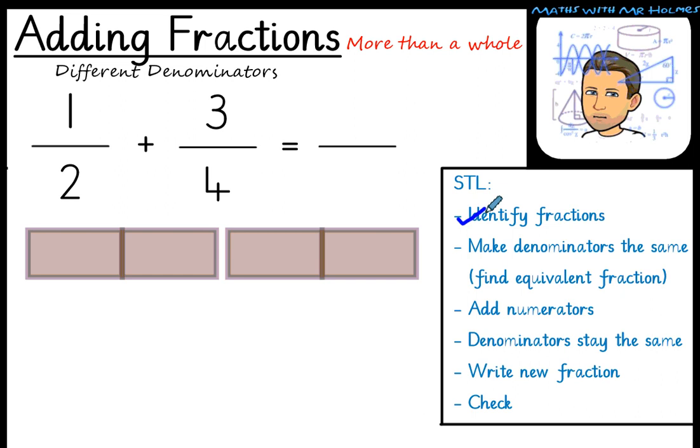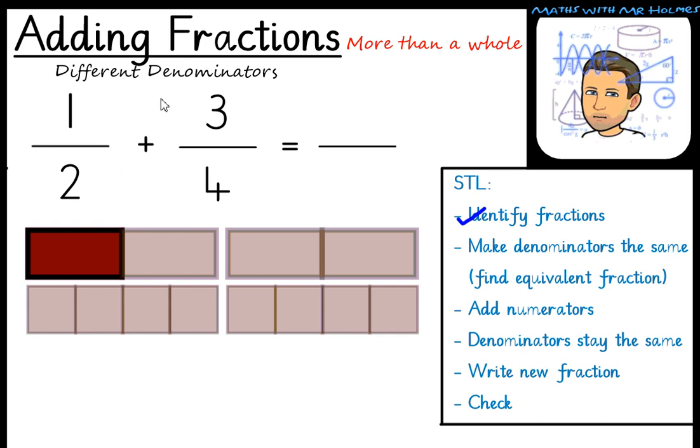After we've identified our fractions, we need to make the denominators the same to find the equivalent fraction. We have 1/2 of a chocolate bar and we want to find 3/4 more. We can't add these at the moment because the sizes of the pieces are different. So let's find an equivalent fraction. We'll split the chocolate bars up into quarters. That will help us make the denominators the same, or common. The 1/2 is the same as 2/4.